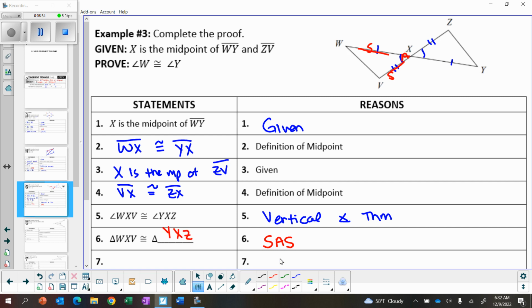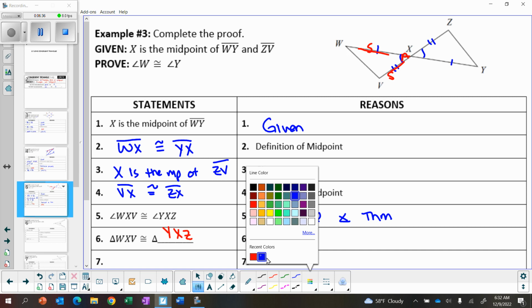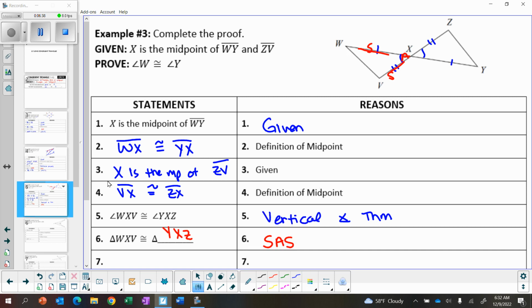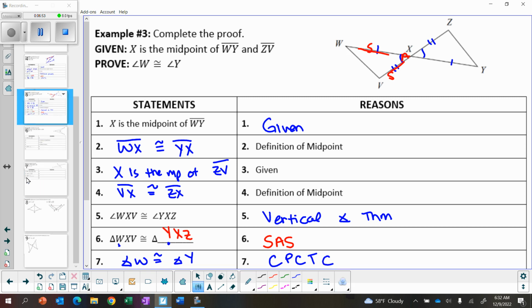right? Triangle YXZ. And now that I've proven the triangles are congruent, I can say any of the matching parts are, like W and Y. So angle W is congruent to angle Y. My corresponding parts of congruent triangles are congruent, or CPCTC.